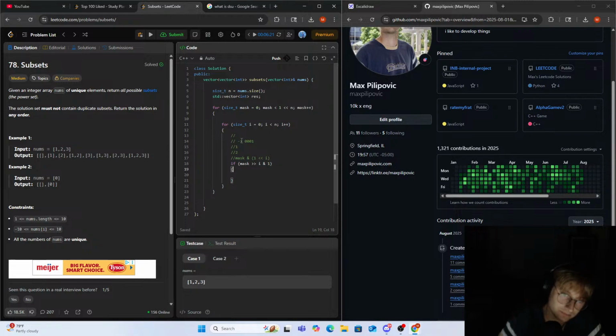Because you have your mask, think about mask as 0011. Then 1 shifted over by 0 is 1, and 1 shifted over by 1 is 2, and so on and so forth. Okay, so those do the same thing.